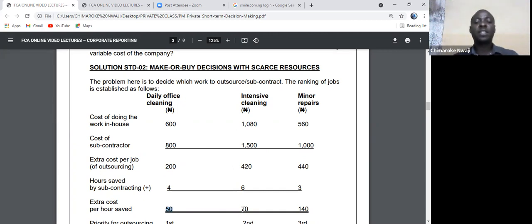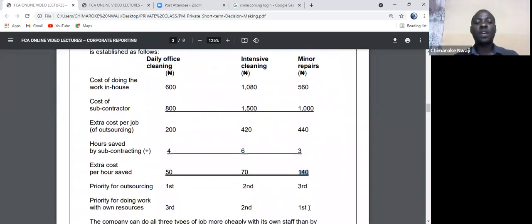Using the same analysis, you have 70 naira for every 1 hour saved. And you have 140 naira for every 1 hour saved. Now, if you want to outsource, you will give out the one that you spend the least extra cost per hour. So it means you are going to be spending 50 naira per hour saved. That's the one you will give first.